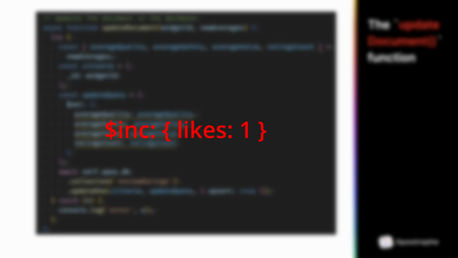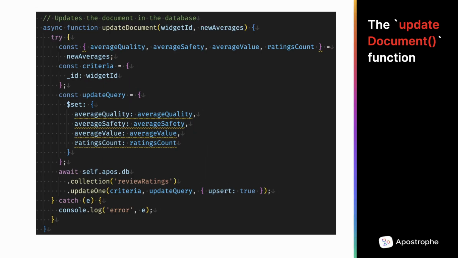If we were only increasing the ratings count, much like we would do when creating a widget that keeps track of likes, we could use the $inc method. The newly created criteria and update query variables are passed as arguments to an updateOne MongoDB method.